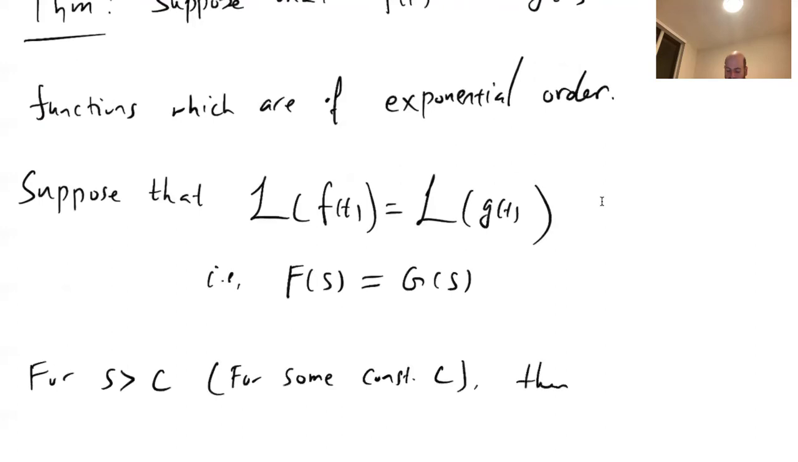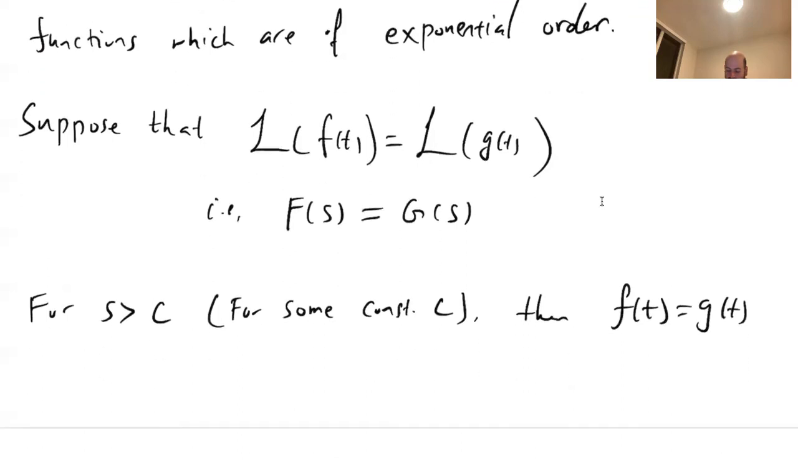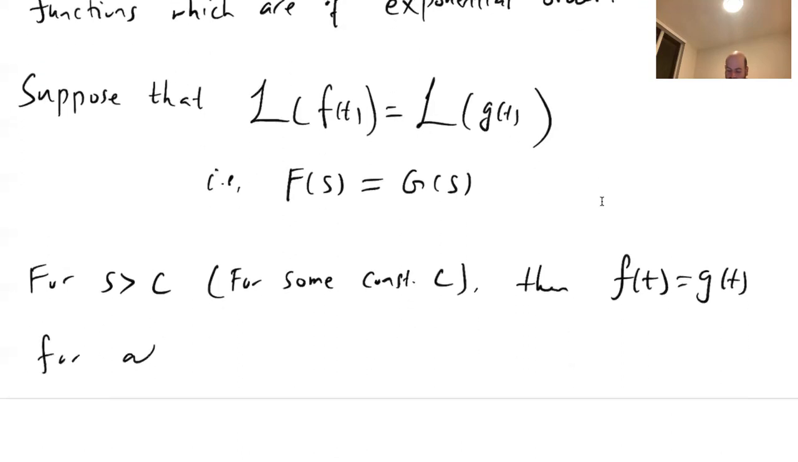Then we can say that f of t equals g of t for all t bigger than or equal to 0. Okay, so if Laplace transform of two functions are equal ultimately, meaning that for s bigger than c for some constant c, then those two functions must be equal to themselves for t bigger than or equal to 0.